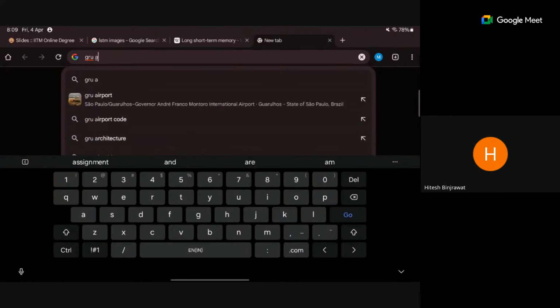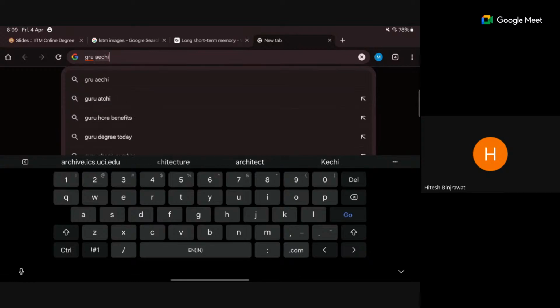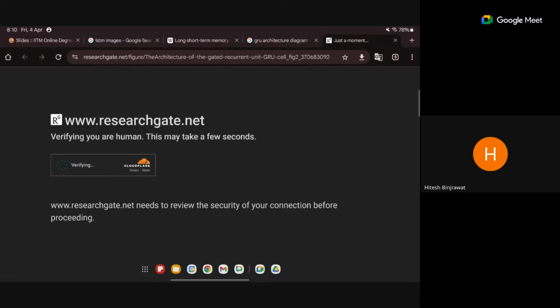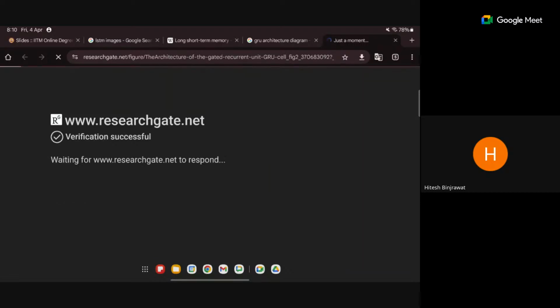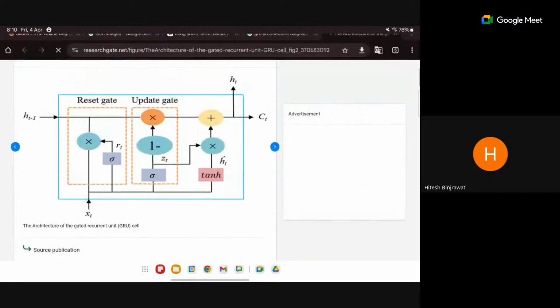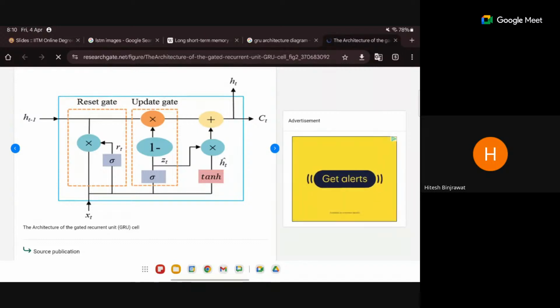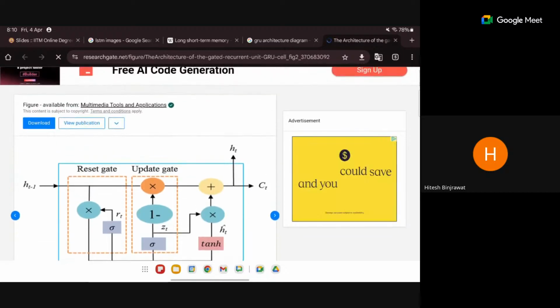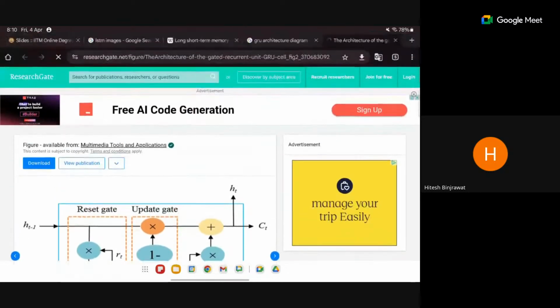So GRU architecture, diagram, whatever. This looks good. Okay, we can use this. I don't see this as a GRU.